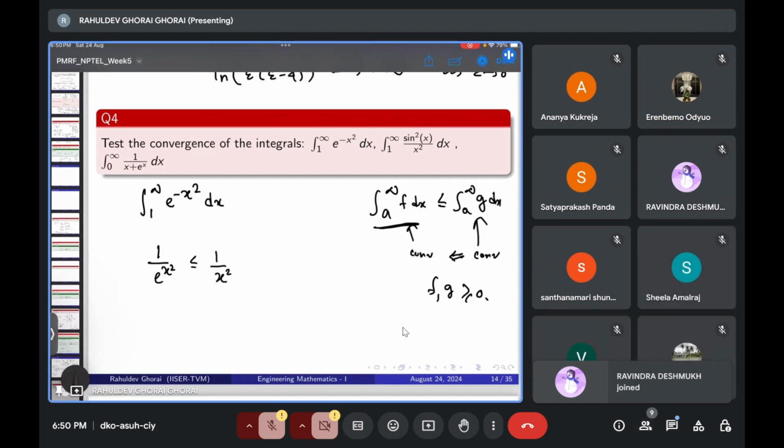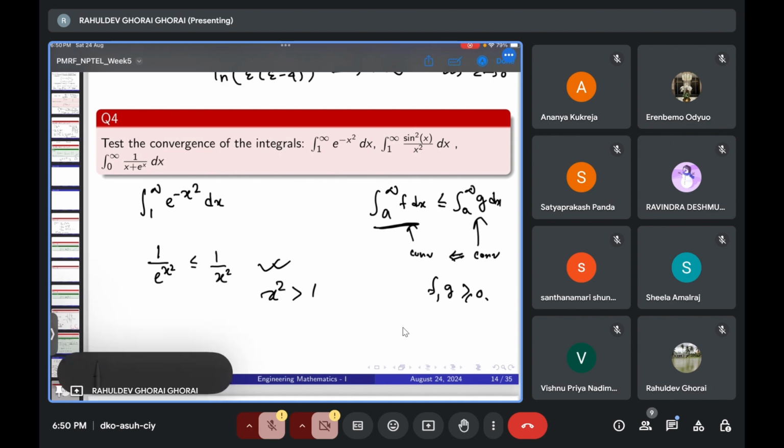Yeah. So what you are saying is that 1 over e to the power x square is less than 1 over x square. That you can also do. Okay, that's good. That's one way. I can do it in another way also. Someone else can tell me. So this is always true, right? So x square will always be greater than 1.